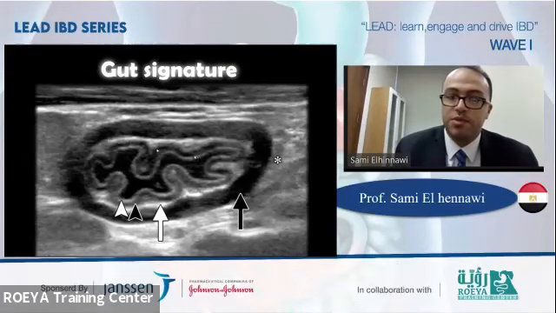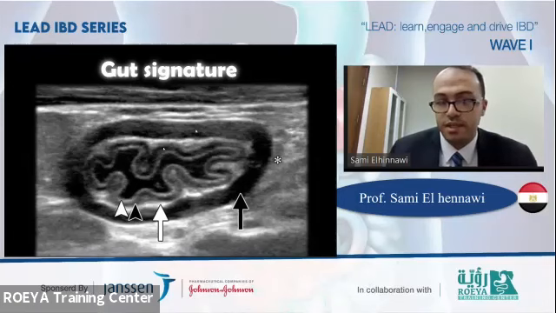This is the submucosa. This is the hyperechoic layer. The inner hypoechoic layer is a part of the mucosa, that is the muscularis mucosa, and the hyperechoic layer is the submucosa, and the outer hypoechoic layer is the muscularis propria.